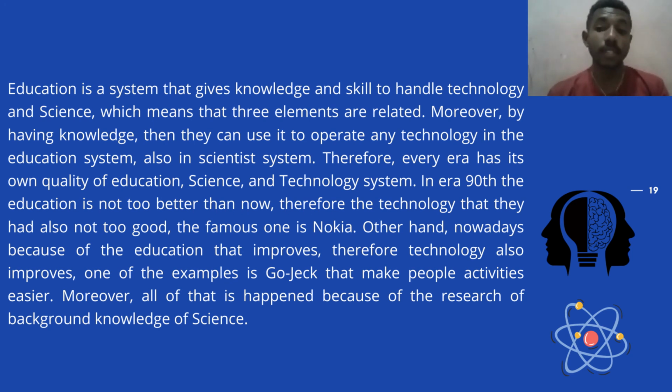In the 19th century, education was not as good as now. Therefore, the technology that they had was also not too good. For example, the famous one is Nokia. On the other hand, nowadays, because education has improved, the technology also improves. One example is Gojek, which makes people's activities easier. Moreover, all of that happens because of research and the background knowledge of science.